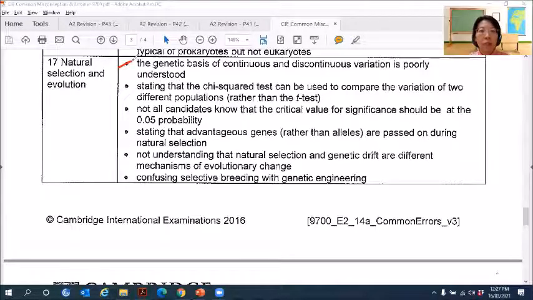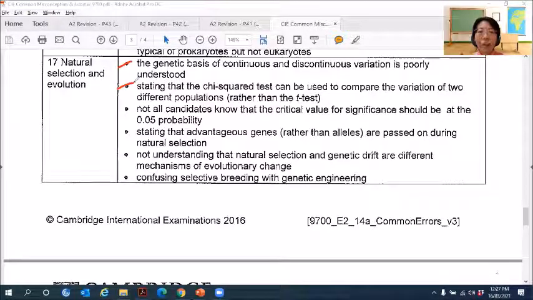The first one is that the genetic basis of continuous and discontinuous variation is poorly understood. That means you have learned about variation and you know that variation has two types, which is continuous and discontinuous. So what are the properties of continuous versus discontinuous variation in terms of the gene expression, in terms of the allele expression? You have to know this very well. So if you've not learned them properly, please go back and make sure you learn all of them, okay? Because it could be an essay question and you have to write everything about them, okay?